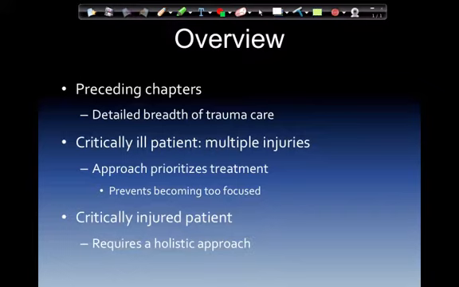In the preceding chapters, we detailed the breadth of trauma care, and what that means is we've hit all the areas of trauma care. With critically ill patients with multiple injuries, we prioritize their treatment. This prevents us from becoming too focused on just one problem. Critically injured patients require a holistic, overview approach because critically injured individuals have multi-system trauma.